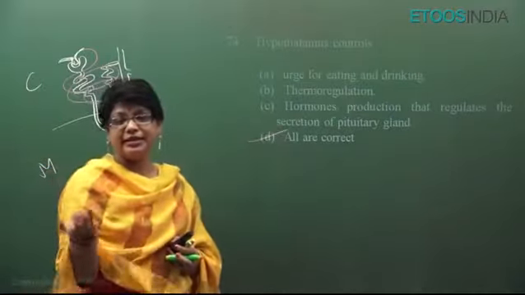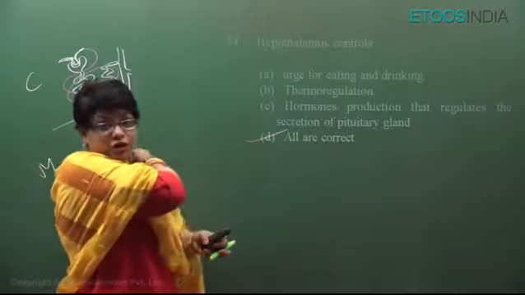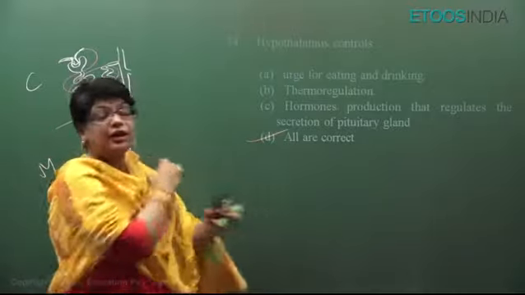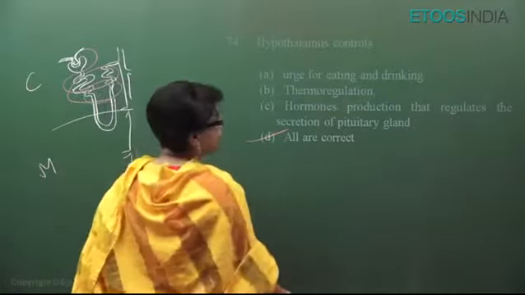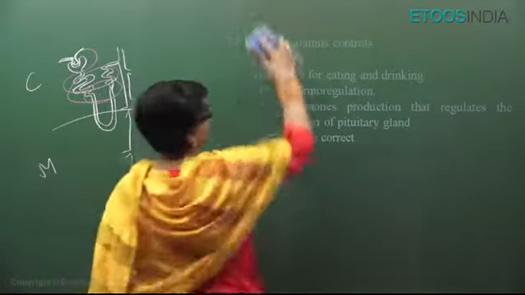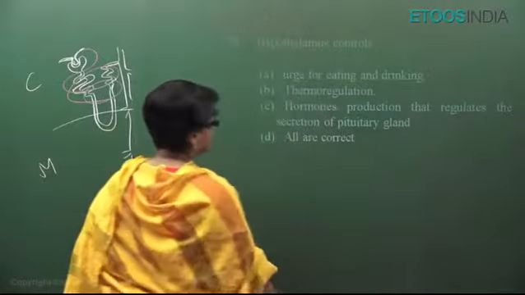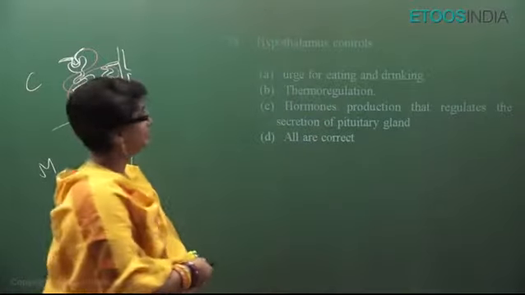Now, hypothalamus controls all. Thirst center, satiety center, it is called thermostat of the body. It regulates posterior pituitary directly, anterior pituitary indirectly. So it is master of master gland. All other functions. Option D.